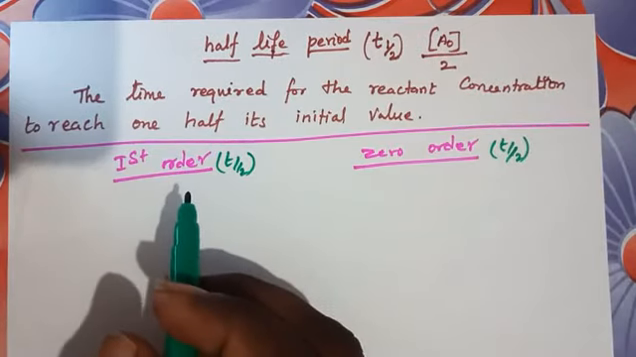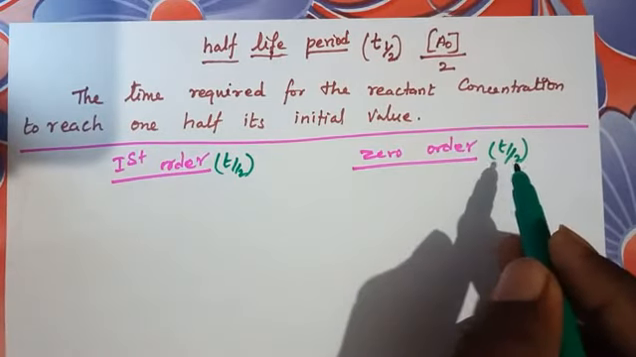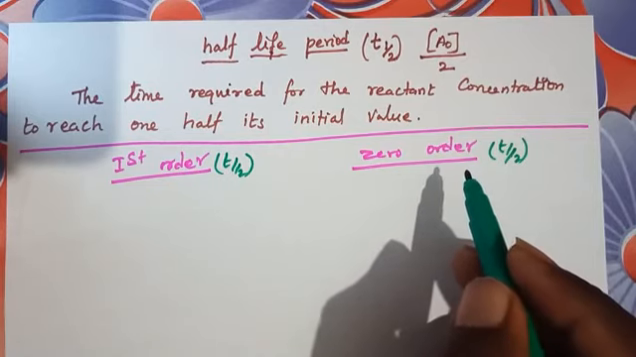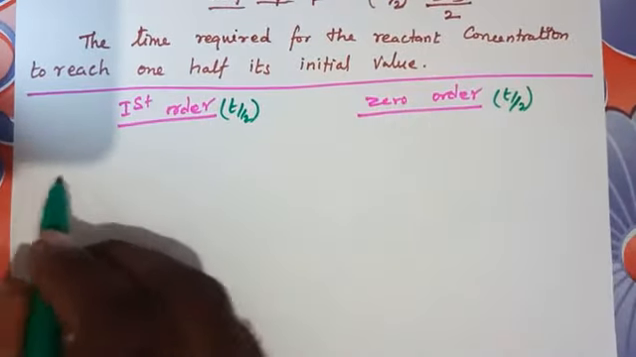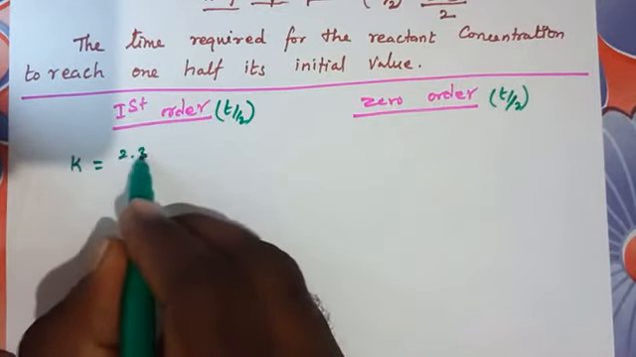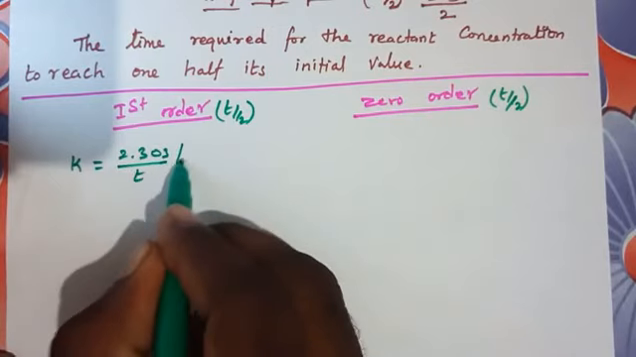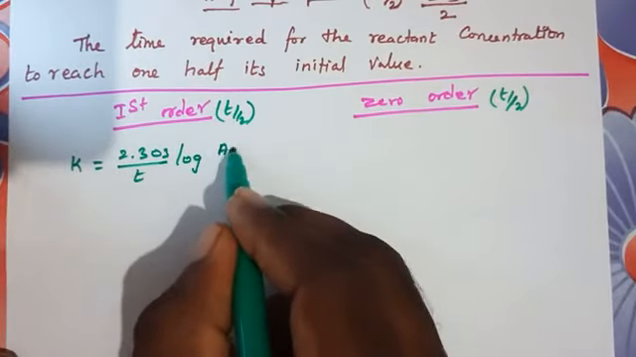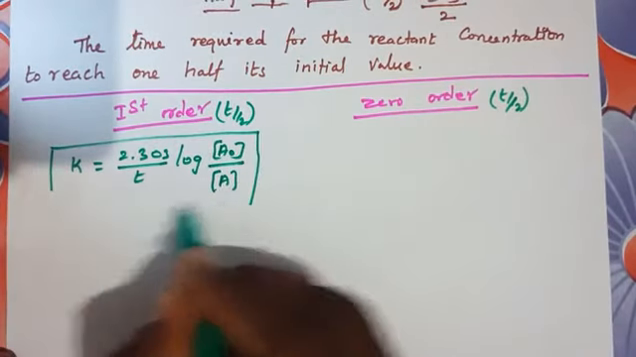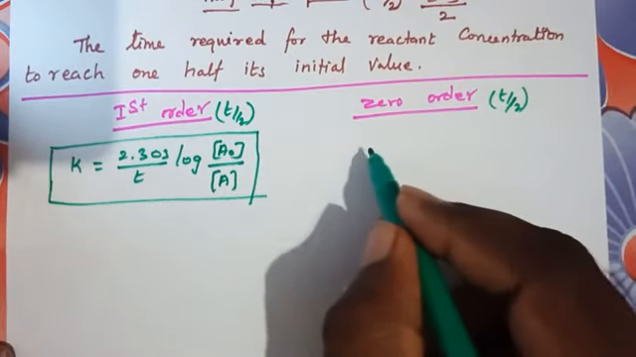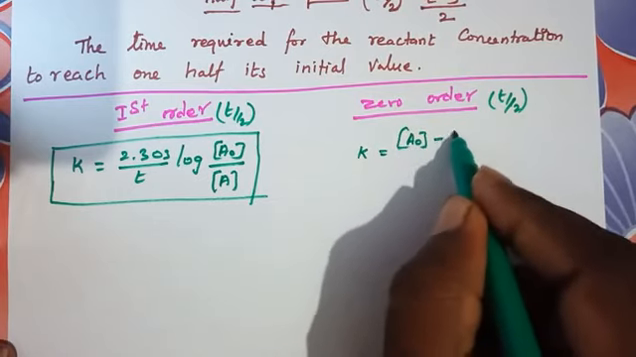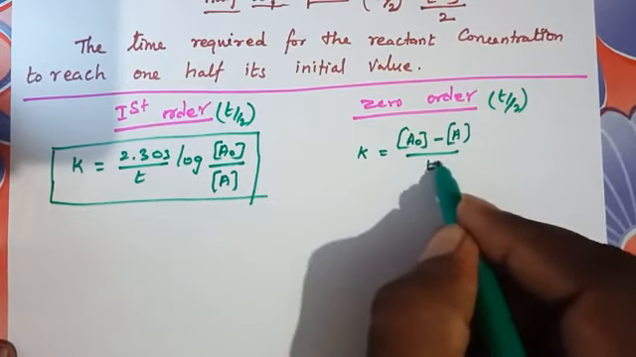It is possible to find t half values for first order and zeroth order reactions separately by using their rate constant values. The rate constant for a first order reaction is K is equal to 2.303 divided by t into log of A naught initial concentration divided by final concentration A. In the same way, for a zeroth order reaction, the rate constant is equal to initial concentration minus final concentration divided by t.